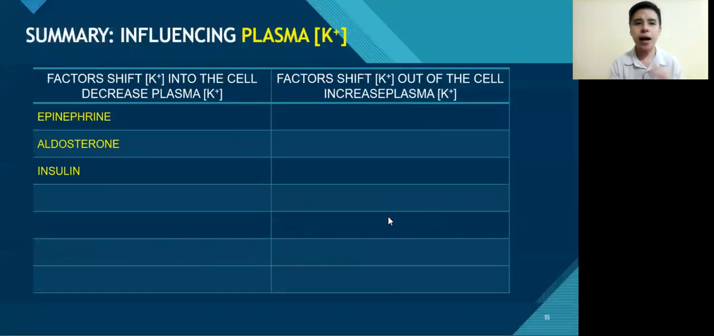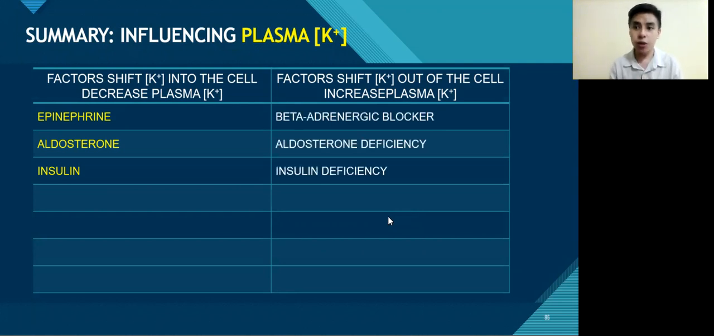So in summary, these three factors influence your plasma K: they shift potassium inside the cell. Basically, these three factors decrease the potassium level. Look at their opposites. Epinephrine's opposite is a blocker, like a beta blocker or beta receptor blocker. Aldosterone's opposite is aldosterone deficiency. Insulin's opposite is insulin deficiency, like type 2. All those three will cause increased plasma K.